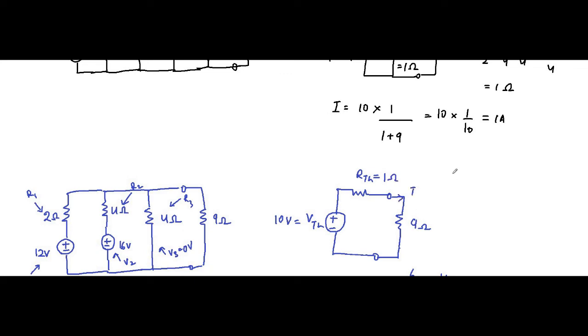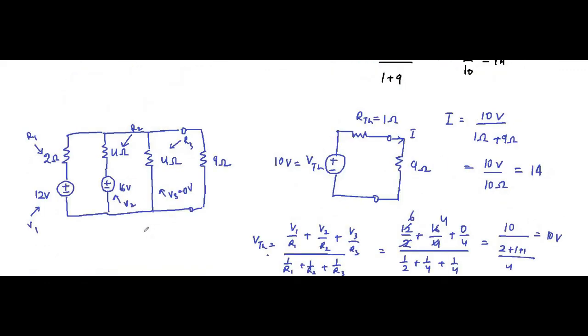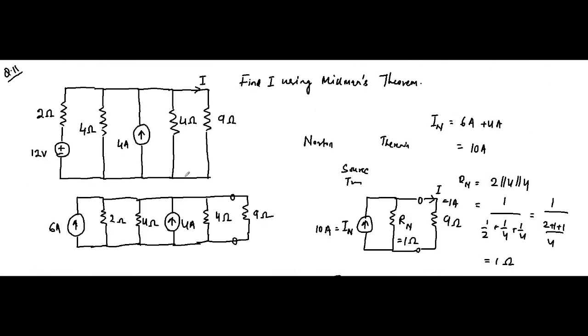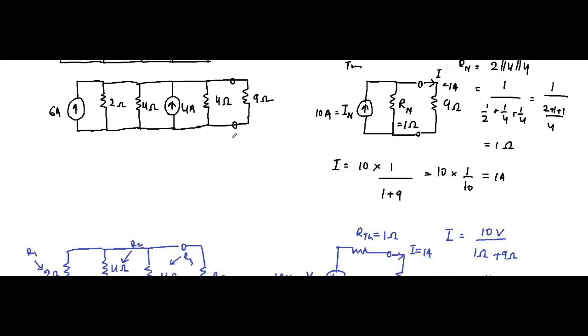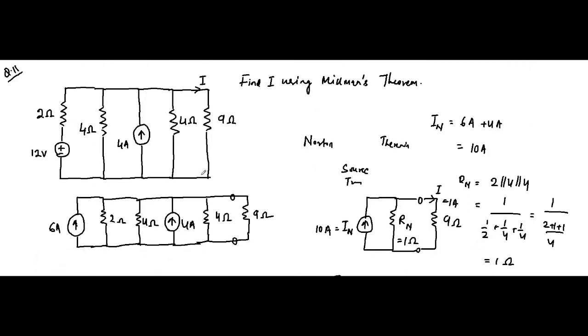Here this current I is equal to 10 volt by 1 ohm plus 9 ohm, which is 10 volt by 10 ohm, which is equal to 1 ampere. So using the Thevenin circuit approach we determined I equals 1 ampere, the current flowing through the 9 ohm resistor, and using the Norton equivalent circuit approach we also determined I is equal to 1 ampere. So it is entirely up to you which approach you are comfortable with, whether the Thevenin approach or the Norton approach.